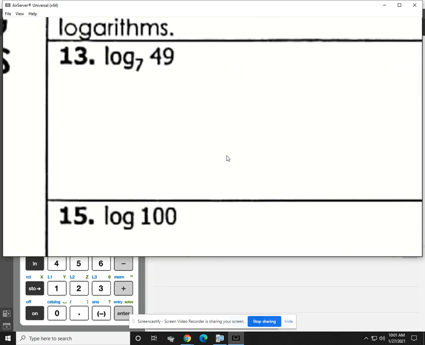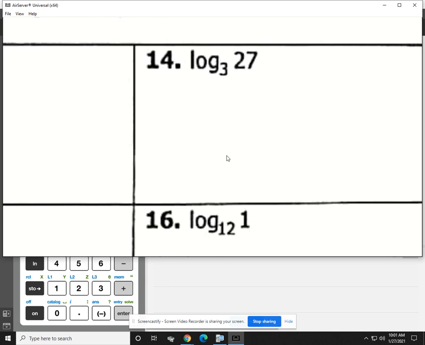Okay, look over here to the right. What's that saying to you? 3 to what power equals 27? Cubed. So what's the log base 3 of 27?